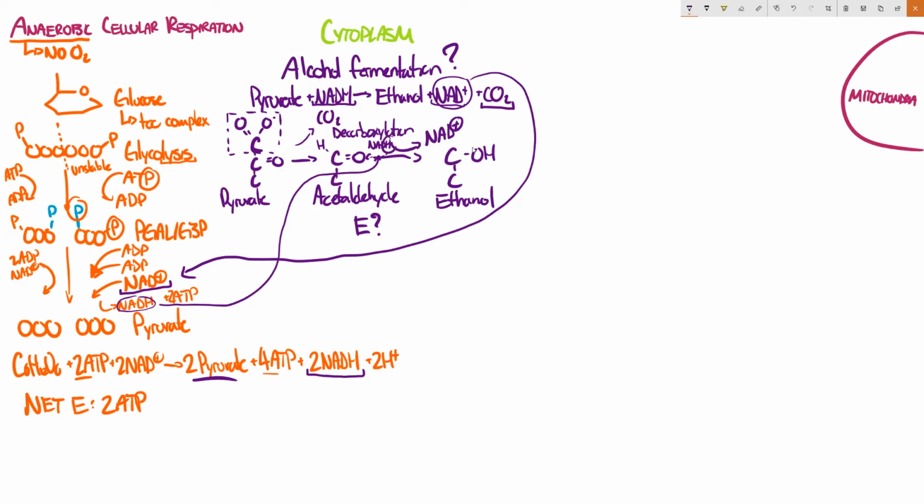So it's not very efficient. We're only really making a net 2 ATP per glucose. But if you don't have oxygen, this is the best you're going to get. Okay. In animals, it's a slightly simpler process. We undergo lactic acid fermentation.